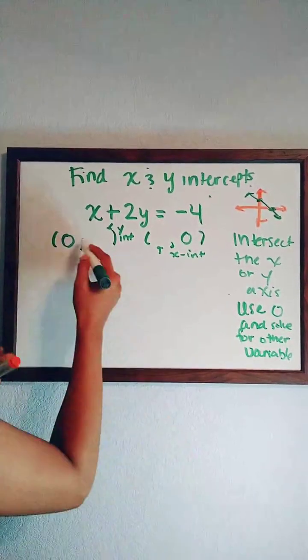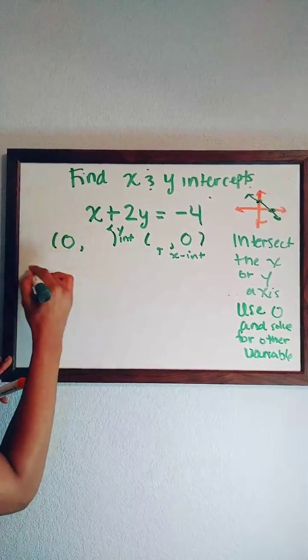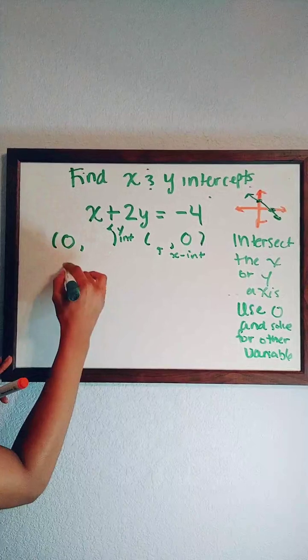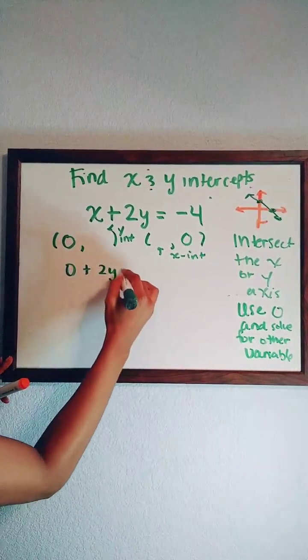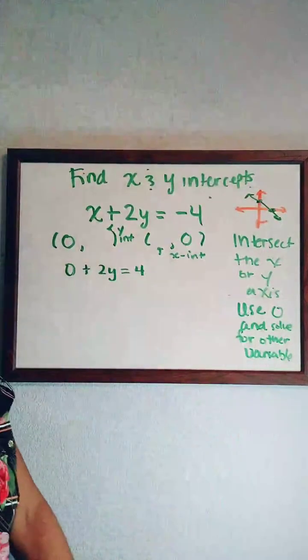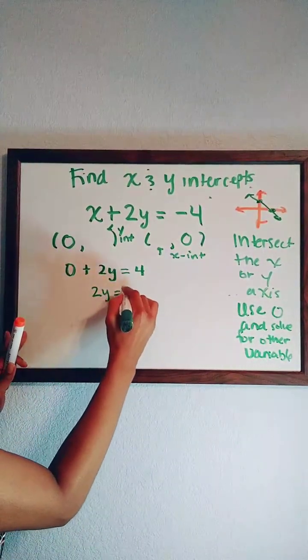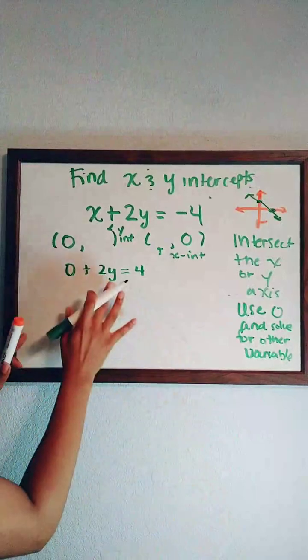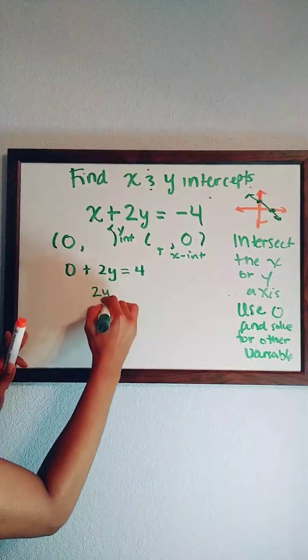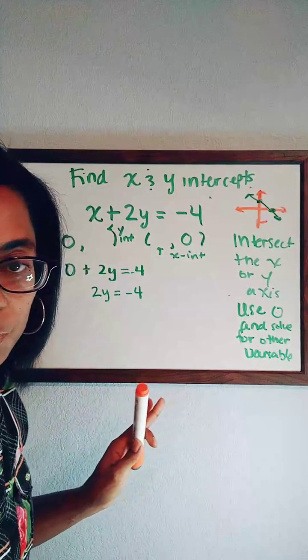All right, here we go. So let's go ahead and do the y-intercept. We're going to substitute in a 0 for x. So this is the y-intercept. We're substituting in 0 plus 2y is equal to 4. When I use that 0, x goes bye-bye. I'm left with y. So I have 2y is equal to 4, and then I just solve like normal, like I always do.